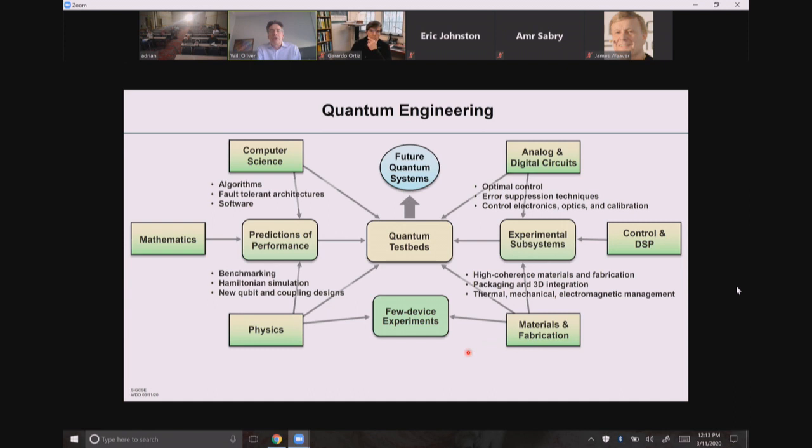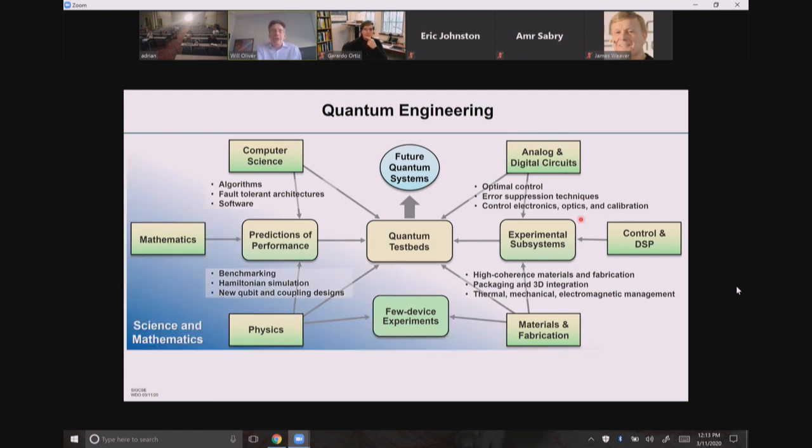Okay. So last slide, what is quantum engineering? That's a great question. We're still figuring it out. But as I look at it, I think about the quantum test beds that we want to build to prototype future quantum systems. And I realize it incorporates just about every department that we have here at MIT, whether it's mathematics and physics or computer science, maybe chemistry because of the quantum chemistry problem, material science, both for developing new materials, but also the fabrication of materials that go into making high coherence devices, analog and digital circuits, the design, either the control electronics or the design of the chip itself, et cetera, control.